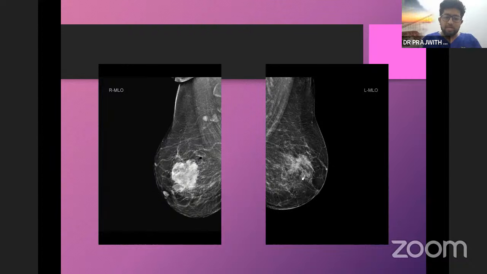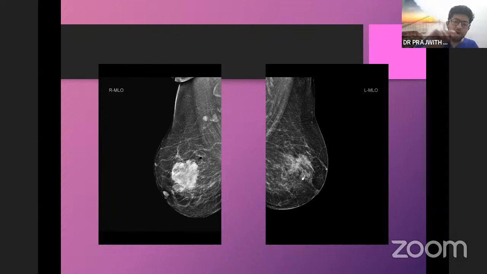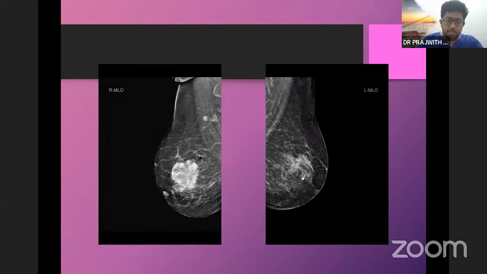See, now why is that lesion not seen here? Try to guess why the lesion is not seen here. It is not compressed. It is overlapping with another lesion. Okay, it is overlapping with another lesion. See, these are separate lesions, one is in front, one is at the back maybe. Now it is not seen because they're overlapping.